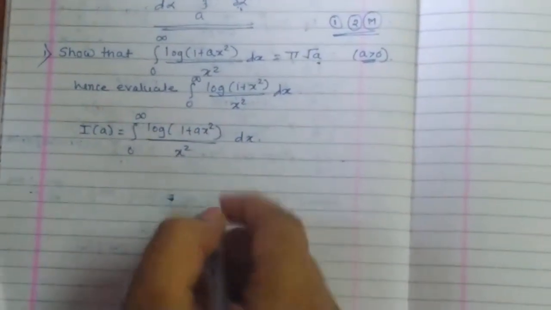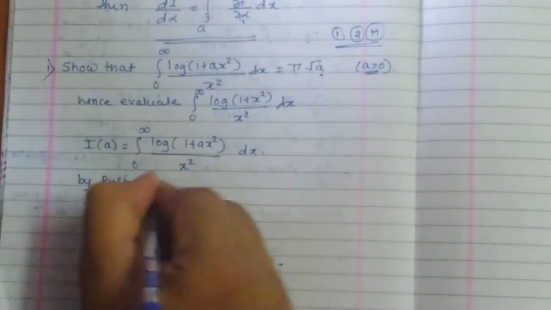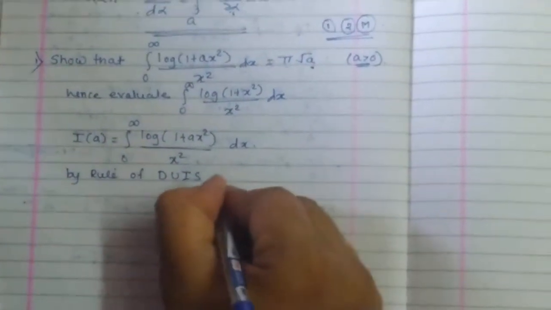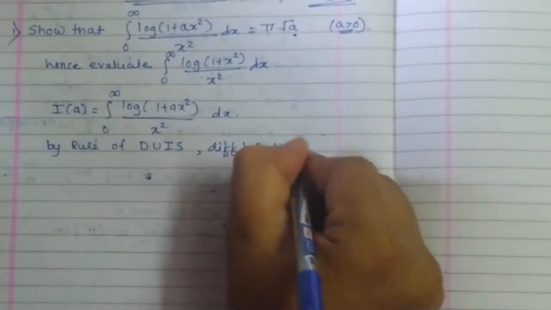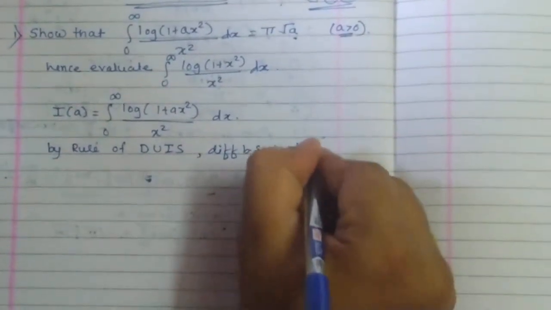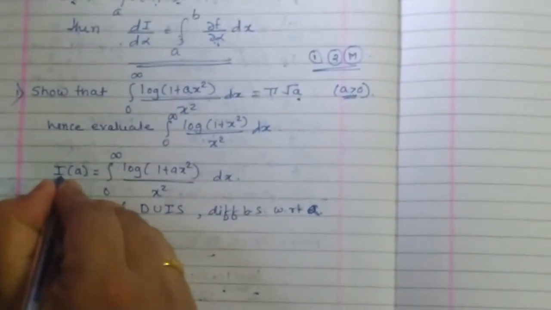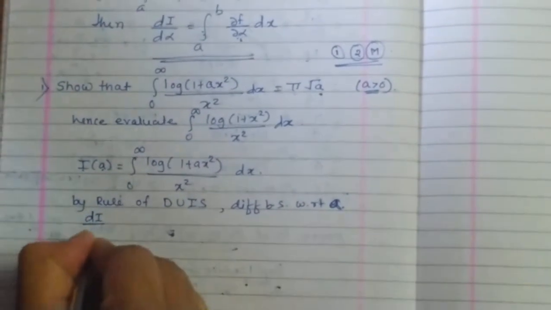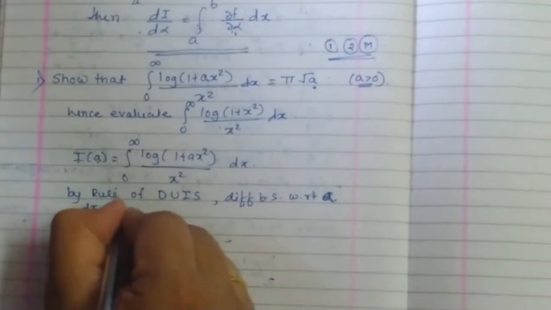Okay, now by the rule of DUIS, that is differentiation under integral sign, I am differentiating both sides with respect to a, not alpha, because a is a parameter here. So what I am getting, I is a function that depends on a, so I am getting dI by da, that is the ordinary derivative, is equal to integration from 0 to infinity.